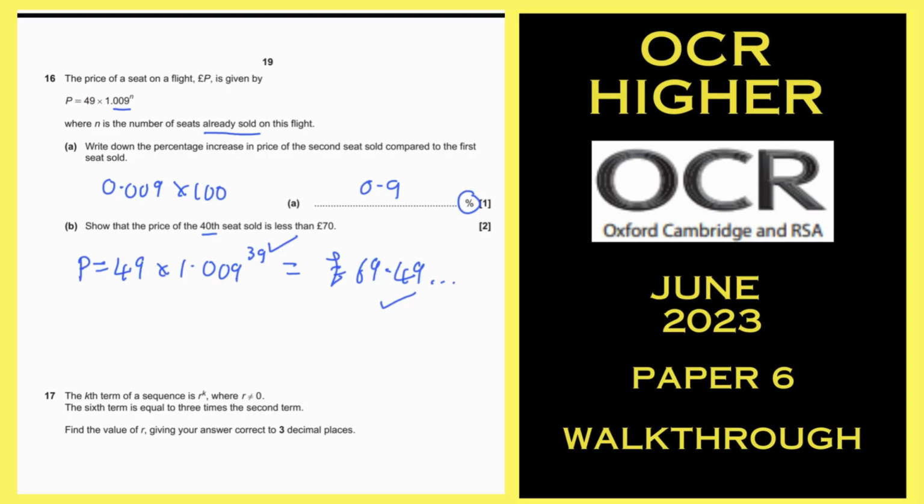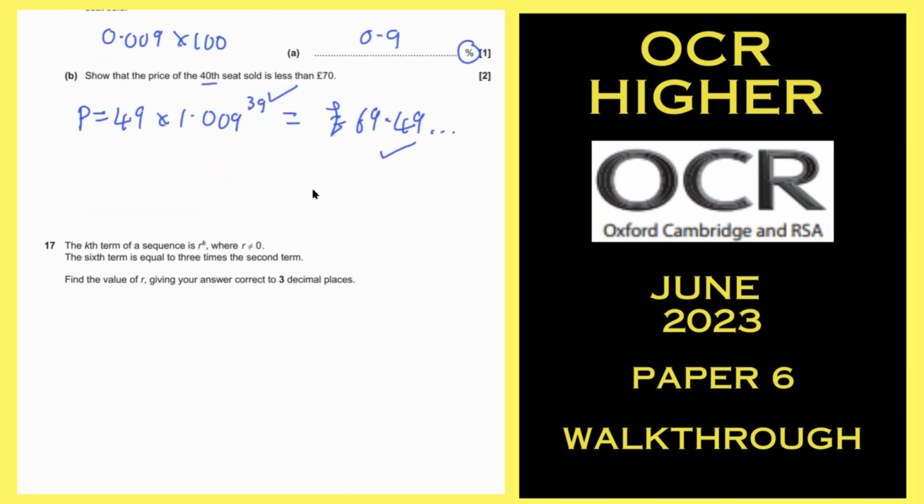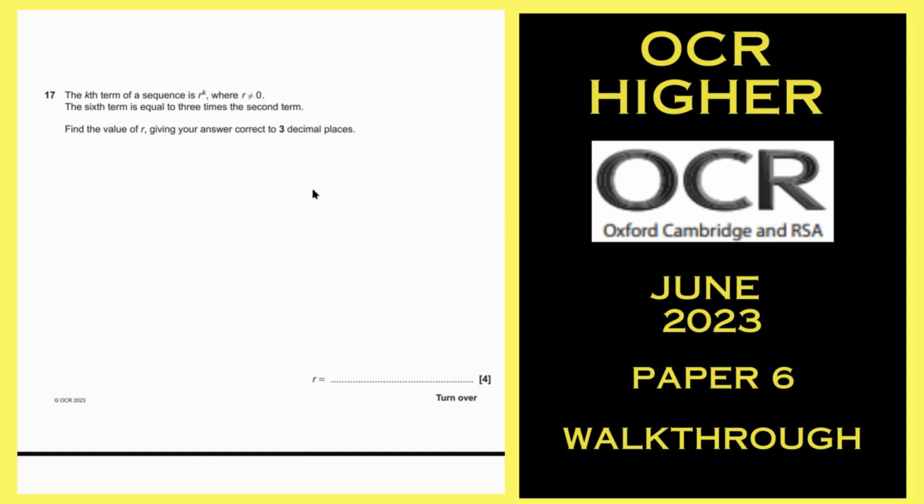That's where you need to rethink what you're doing. It's not quite right. Number 17, non-standard. Doesn't look great, not as bad as you might think. The kth term of a sequence is r to the k. So in other words, the sequence goes r to the 1, r squared, r cubed, and so on.